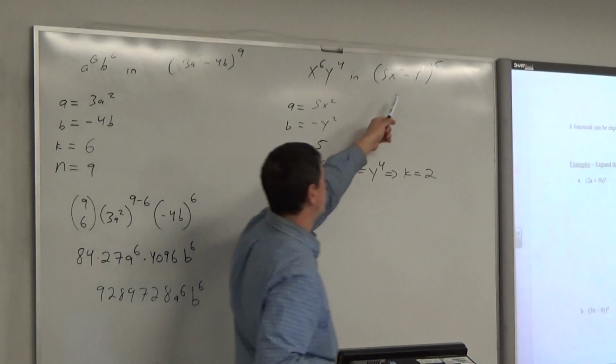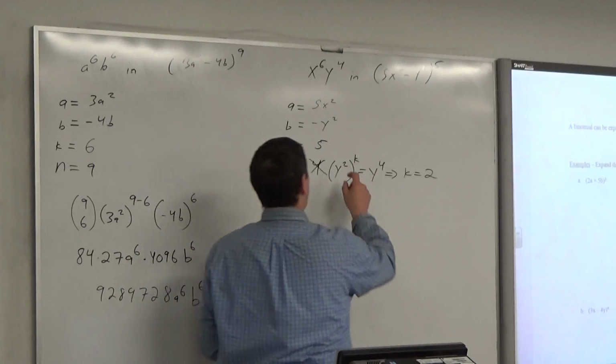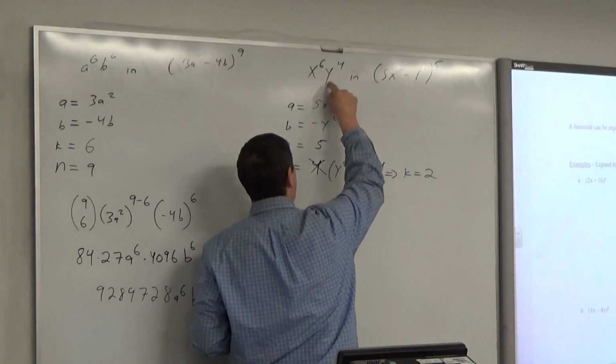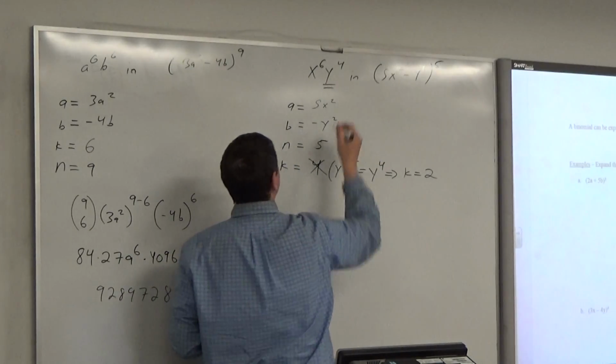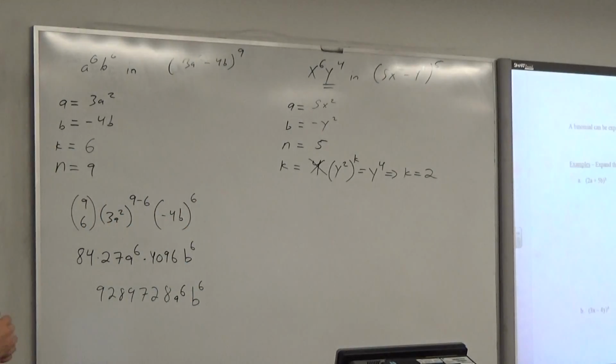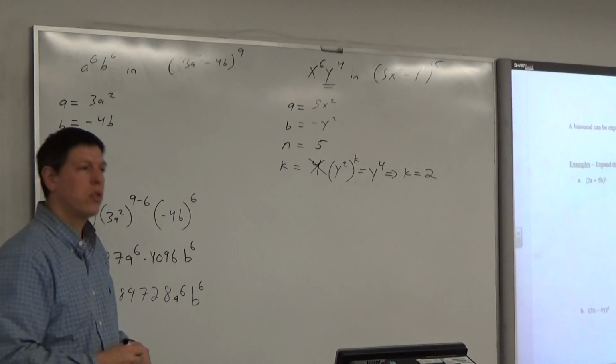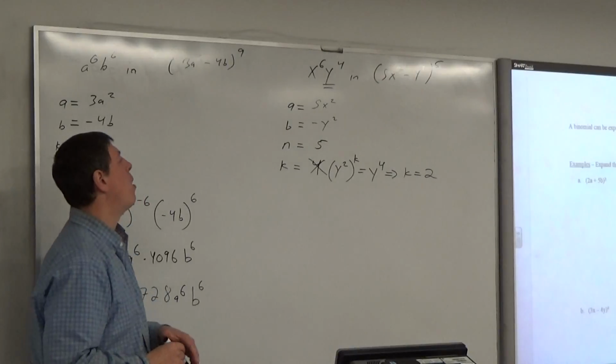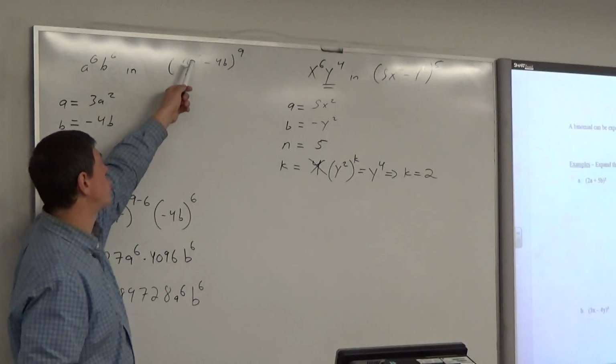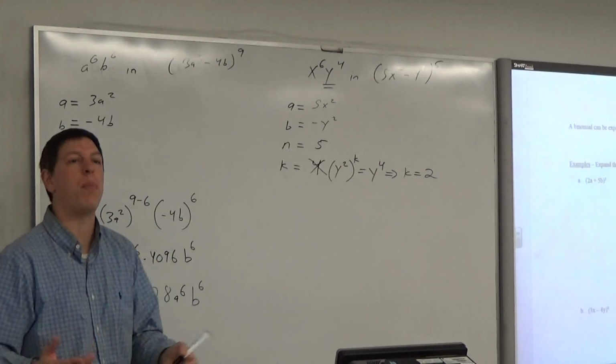All we're doing is looking at this and saying, what do we have to raise it to to get this exponent right here? So it's a little bit different than some of the other ones. If it was y to the 8th, then k would have to be 4. If it was y to the 10th, k would have to be 5. 12 would be 6. Does that make sense to everybody, guys? Once you have that, the rest of the problem's easy. So just be careful when you start having these squared terms inside the binomial.